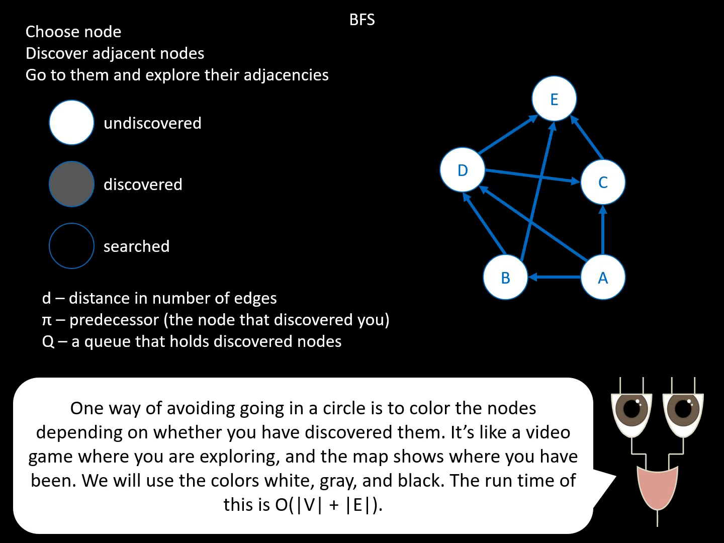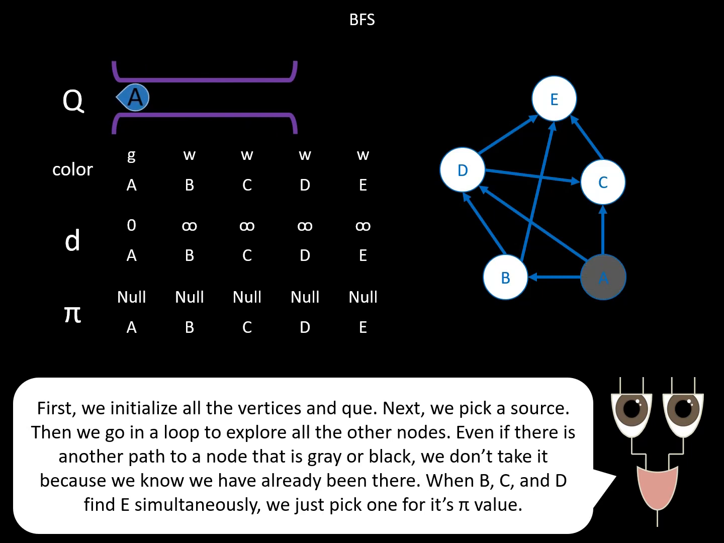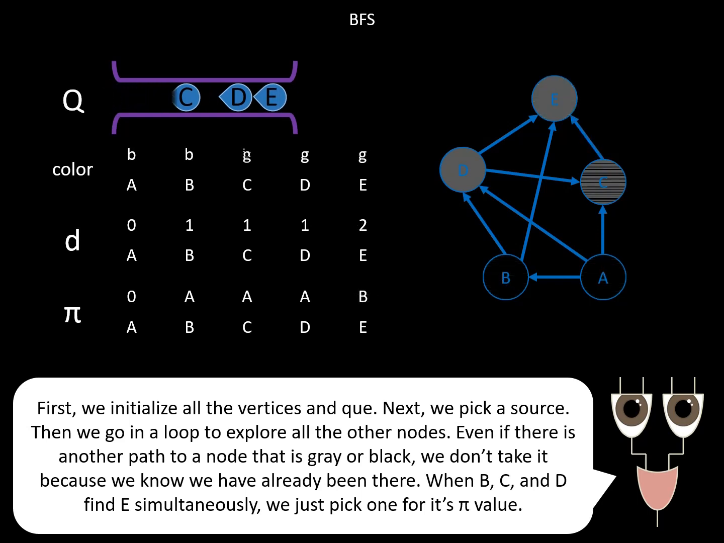We will use the colors white, gray, and black. The runtime of this is order of size of V plus size of E. First, we initialize all the vertices in Q. Next, we pick a source. Then we go in a loop to explore all the other nodes. Even if there's another path to a node that is gray or black, we don't take it because we know we have already been there. When B, C, and D find E simultaneously, we just pick one for its pi value.